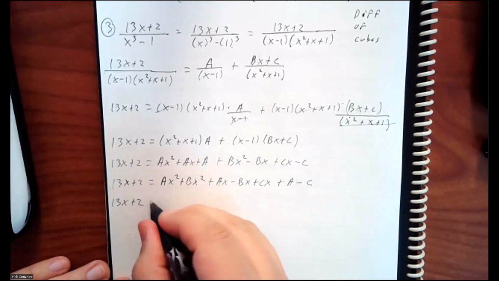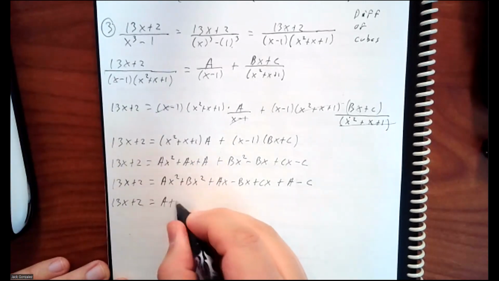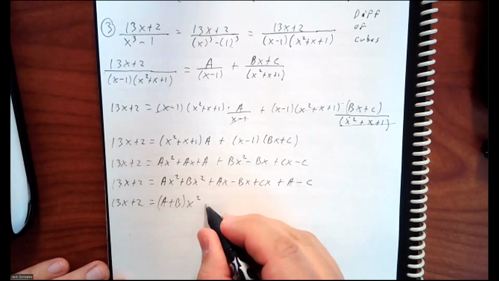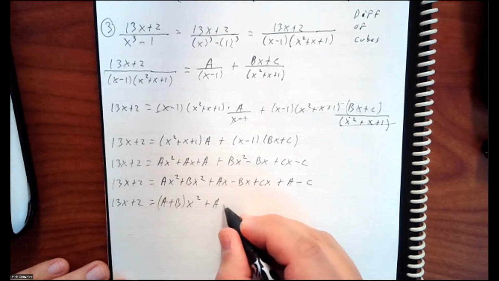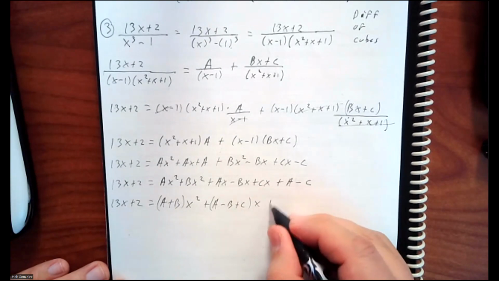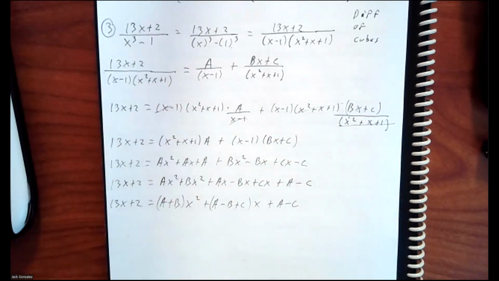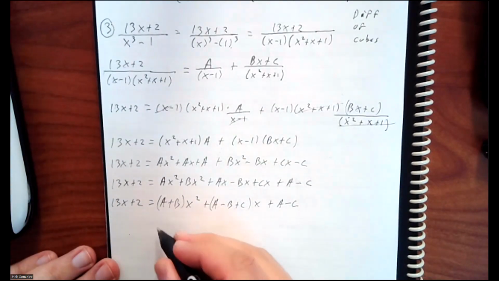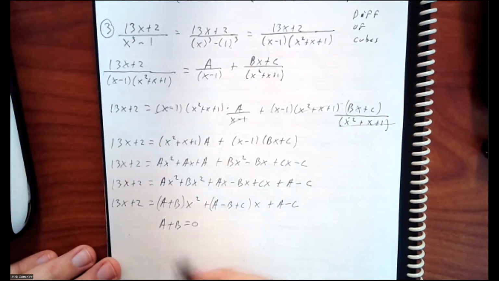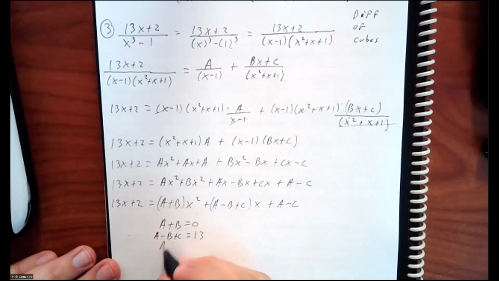Okay. So I'll show an extra step. It's not necessary, but factor the x squared, factor the x, and create your system. There is no quadratic. There is an x term. There is a constant.